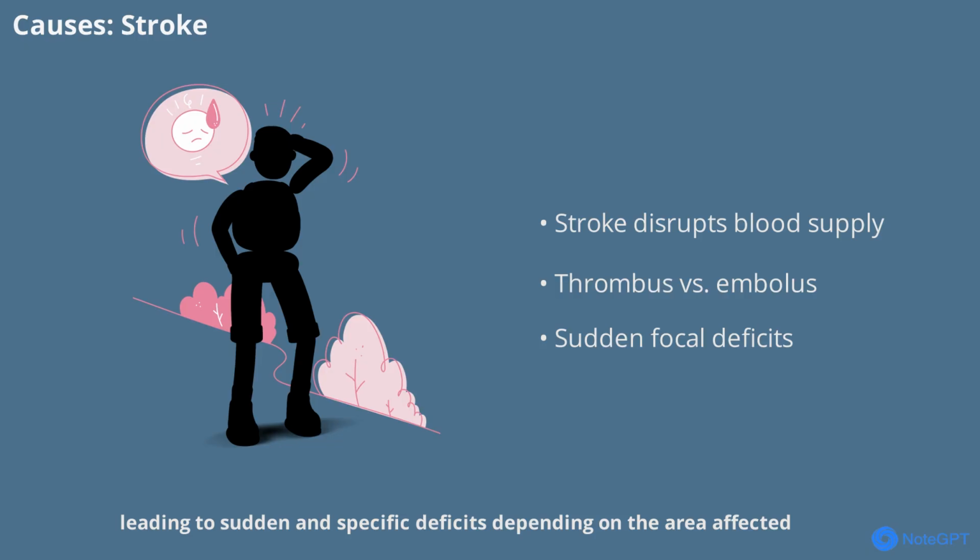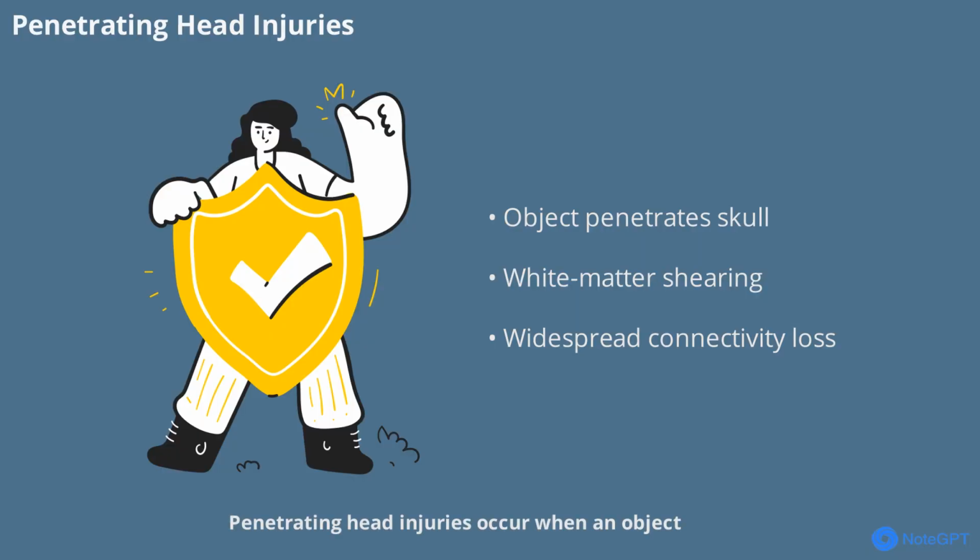Penetrating head injuries occur when an object breaches the skull and enters the brain tissue. These injuries often result in extensive white matter damage due to shearing forces. The consequences can be severe, affecting not just the site of impact, but also the connections between different brain regions. Such injuries highlight the vulnerability of the brain's intricate wiring and the importance of white matter in maintaining normal function.